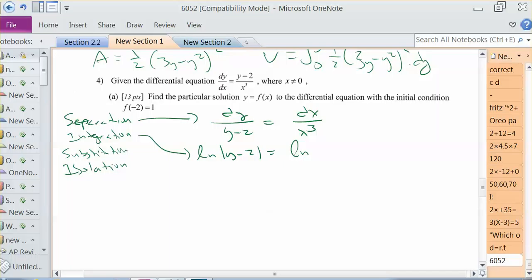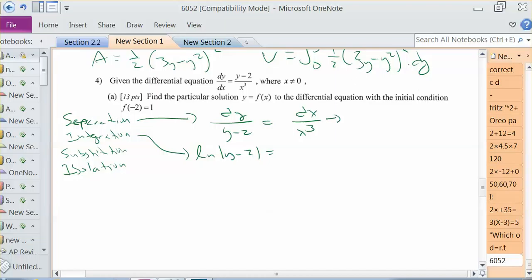A lot of you did ln of x cubed, which makes no sense. And I know why you did that, because you have 1 over x cubed. But why did I do ln y minus 2 on the left side? Y minus 2 is a linear factor, right? So of course you have to ln. Because we know that when you have 1 over x and you integrate it, that's natural log absolute of x, plus c, of course. That's not 1 over x, it's 1 over x cubed.